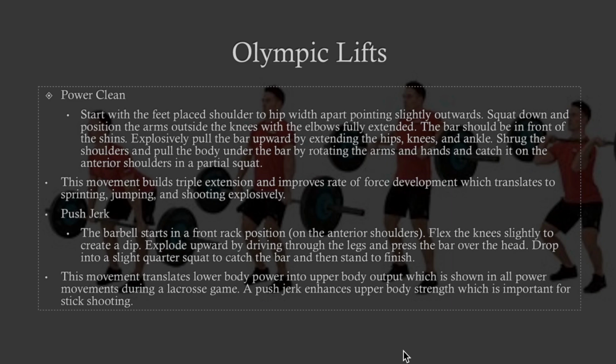Push jerk. The barbell starts in a front rack position on the anterior shoulders. Flex the knees slightly to create a dip and explode upward by driving through the legs and press the bar over the head. Drop into a slight quarter squat to catch the bar and then stand to finish. This movement translates lower body power into upper body output, which is shown in all power movements during the lacrosse game. A push jerk enhances upper body strength, which is important for stick shooting as well in an attacking position.